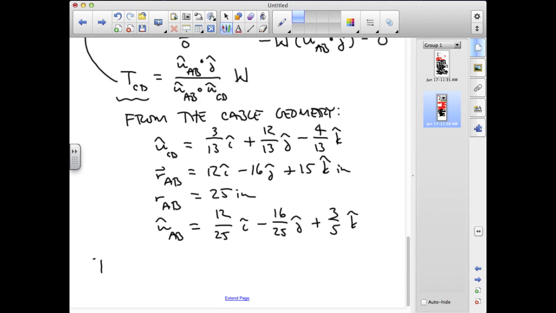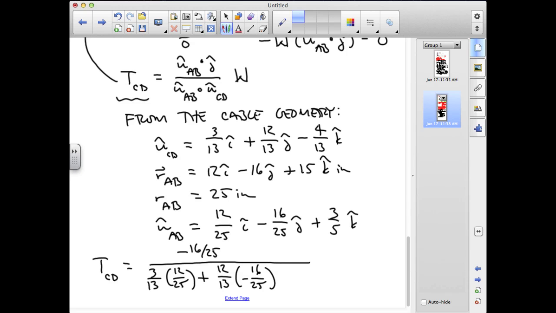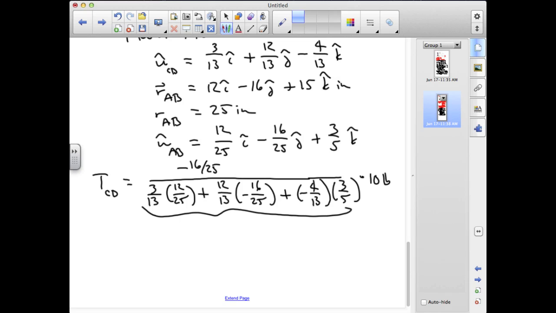So using our expression above for the tension in CD, that's UAB dot J, which would simply be minus 16 over 25 in the numerator. And in the denominator, we have 3 over 13 times 12 over 25, plus 12 over 13 times minus 16 over 25, plus minus 4 over 13 times 3 over 5, and that ratio times 10 pounds. It turns out that this ratio is 0.963, so that gives us that the tension in CD is 9.63 pounds.